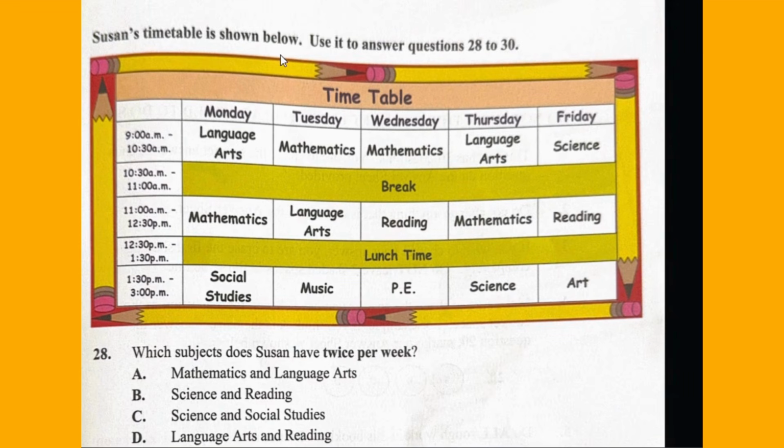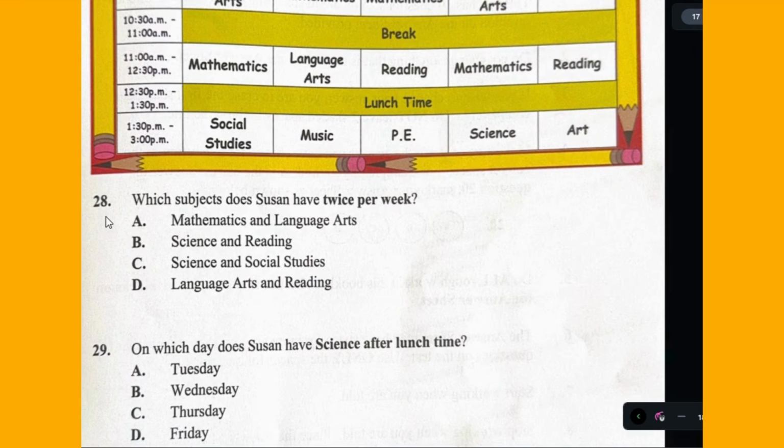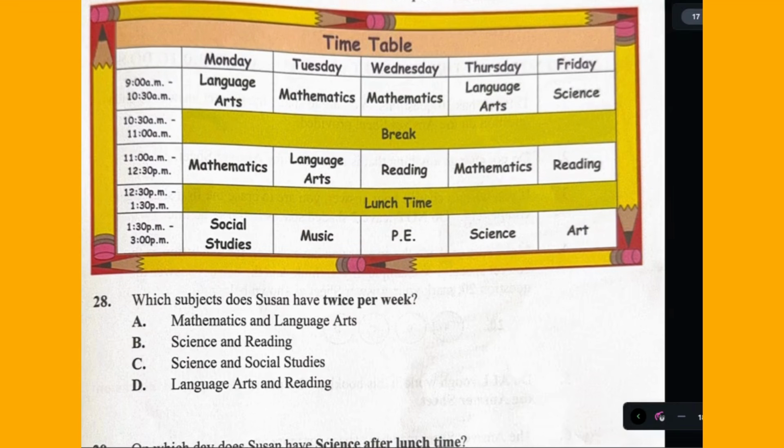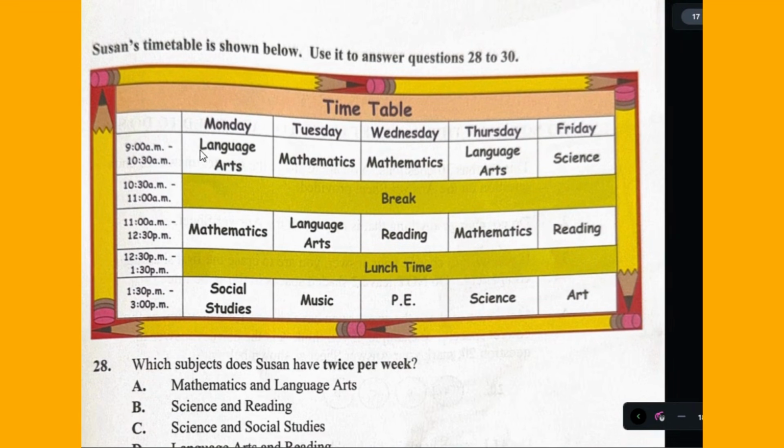Susan's timetable is shown below. Use it to answer questions 28 to 30. So we're seeing a timetable, 5 days of the week, and the different times for each subject. Let us look at question 28. Which subjects does Susan have twice per week? So let us look at the subjects that she has twice per week.